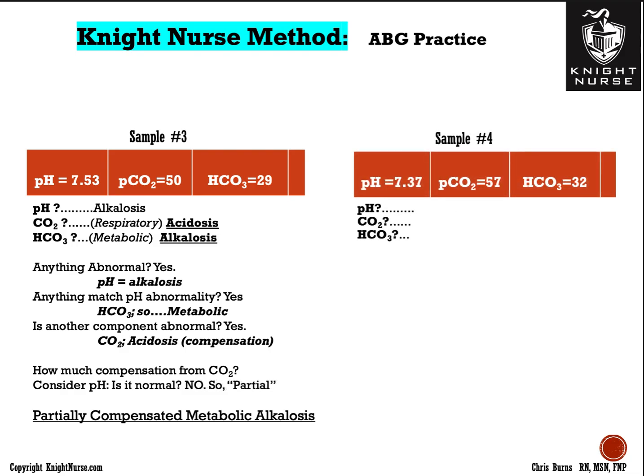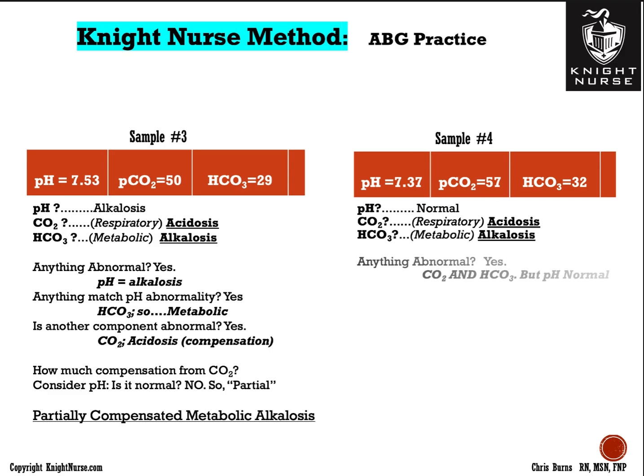All right, let's do the trickiest one. So pH, 7.37. pH is supposed to be 7.35 to 7.45, so that pH is normal. Okay, but we don't stop. We always do the first three steps. CO2, 57, normal is 35 to 45. So our respiratory acid CO2 is high. This is respiratory acidosis. Bicarbonate is supposed to be 22 to 26. Our metabolic bicarbonate base is high. If we have high base, that's metabolic alkalosis.